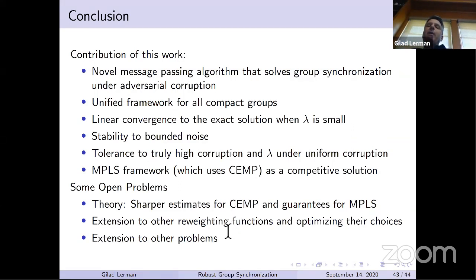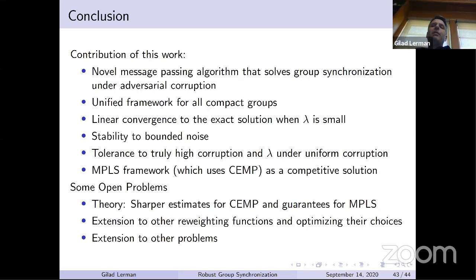It's also possible to extend this work beyond group synchronization. For example, we see immediate extensions to the camera location problem, and actually this problem started with the camera location problem, and then we saw a cleaner theory for the group synchronization problem.